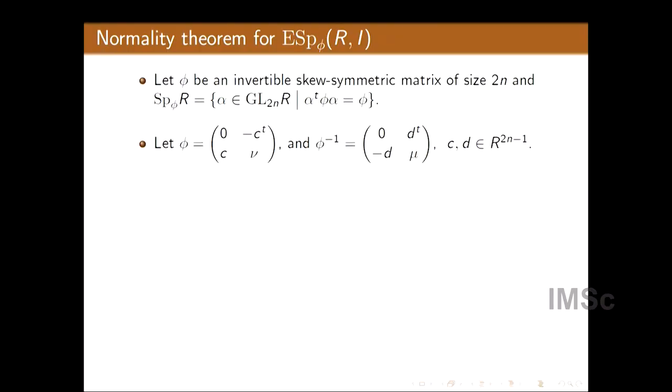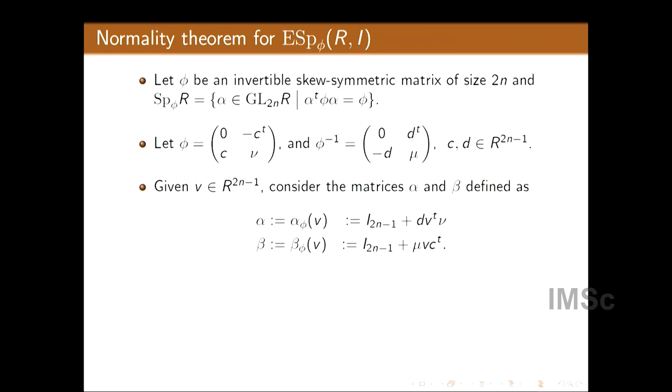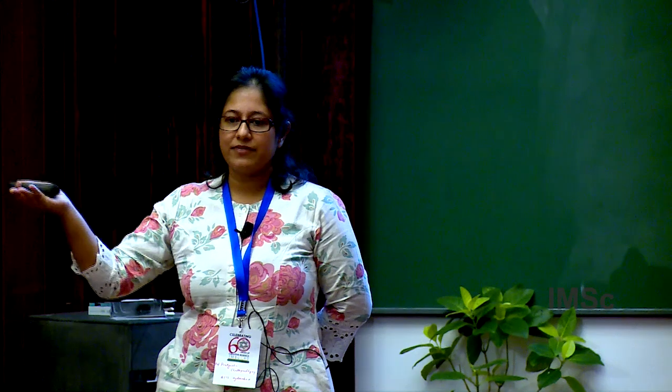Then, if phi is skew symmetric, phi and phi inverse can be written in this form, where C and D are column vectors of length 2n minus 1, with entries coming from the ring. Then, given any vector V, which I am considering as a column vector of size 2n minus 1, one can construct this alpha and beta, which depends on V and phi inverse.